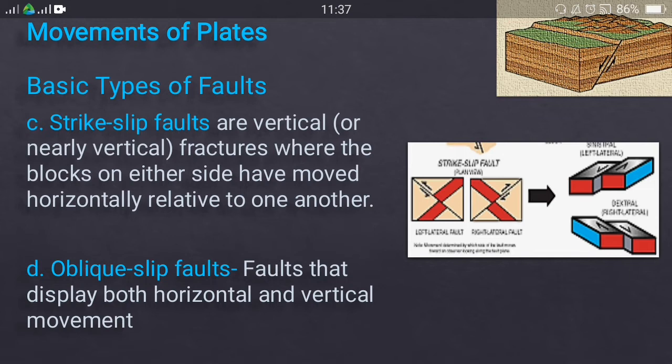Strike slip faults. These are vertical fractures where the blocks have mostly moved horizontally. This motion is caused by shearing forces, while the oblique slip fault suggests both normal faulting and strike slip faulting. This is caused by a combination of shearing and tension or compressional forces.